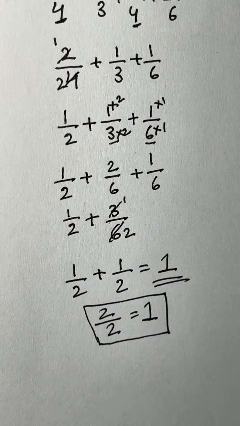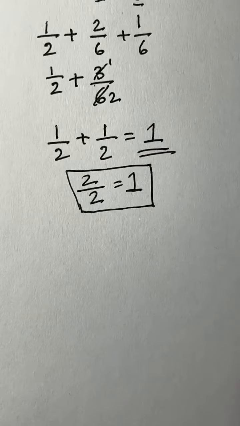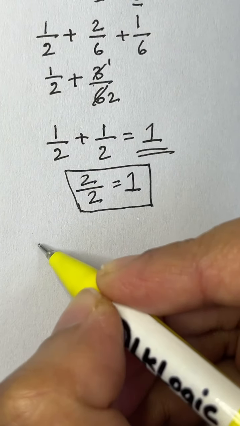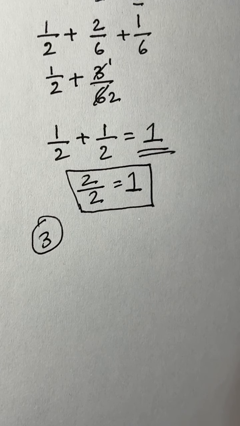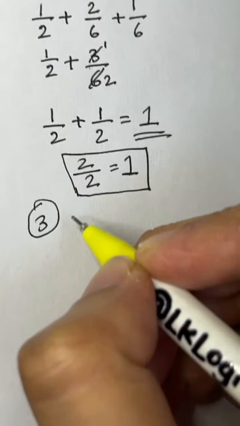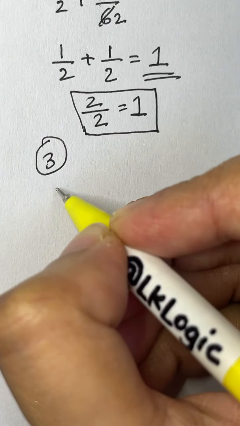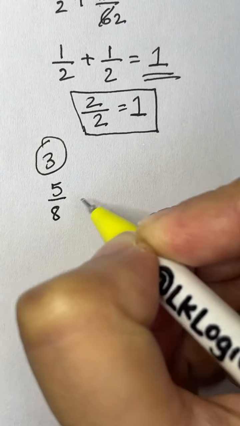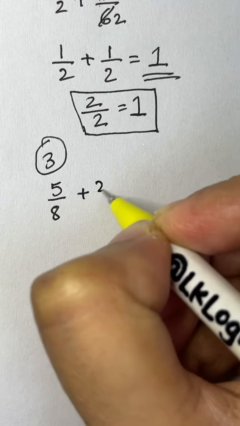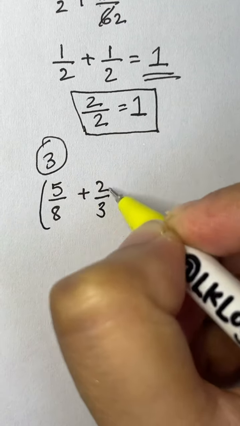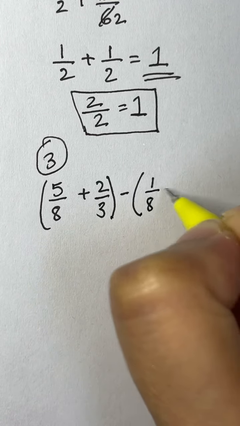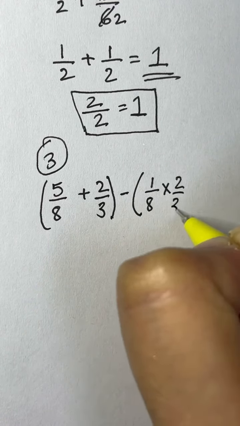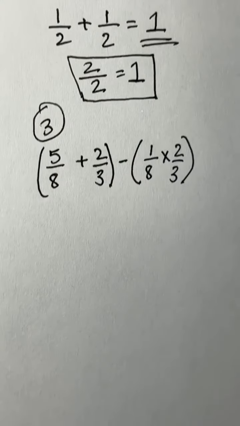Okay, let's solve another question on this. Question number 3. Suppose we have a question like this: 5/8 plus 2/3, minus 1/8 times 2/3. Okay, how are we going to solve this?